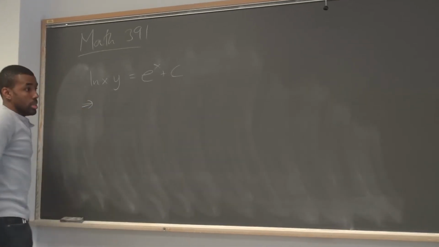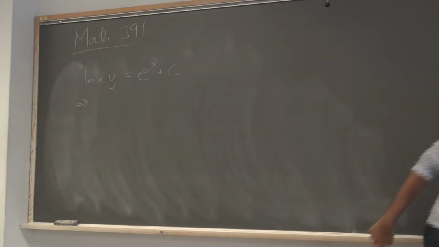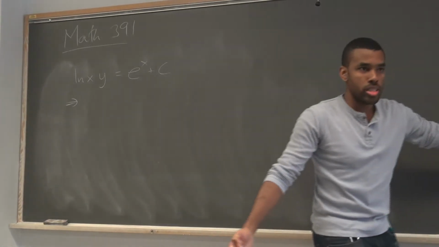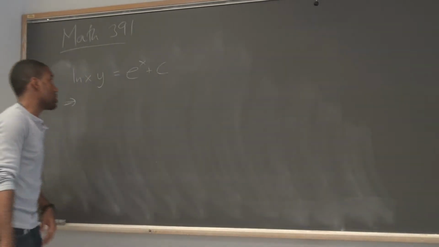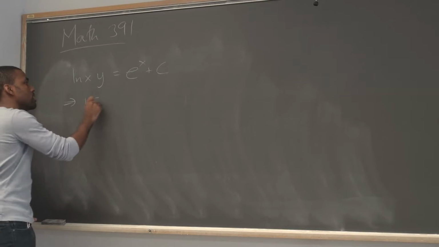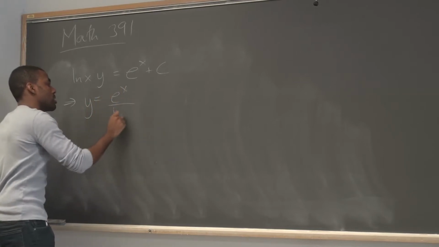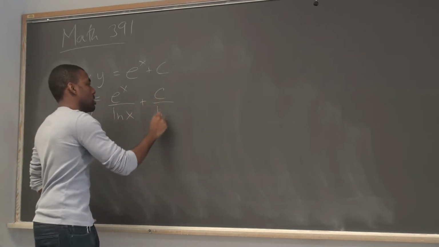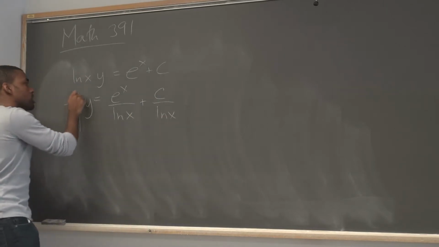This means that since my x is greater than 1, in particular it means that ln x is not 0, because ln of 1 has to be 0. And so I can divide by ln x. And this is the solution.